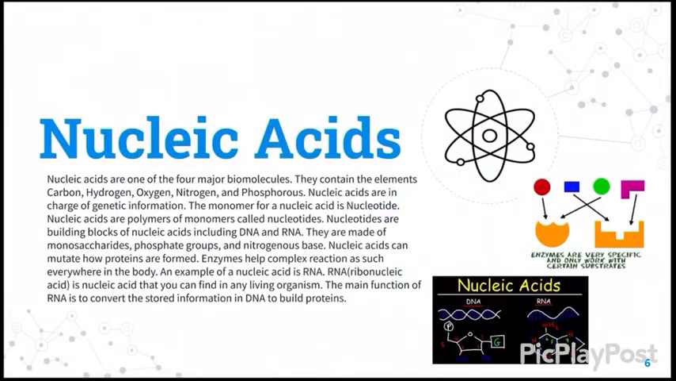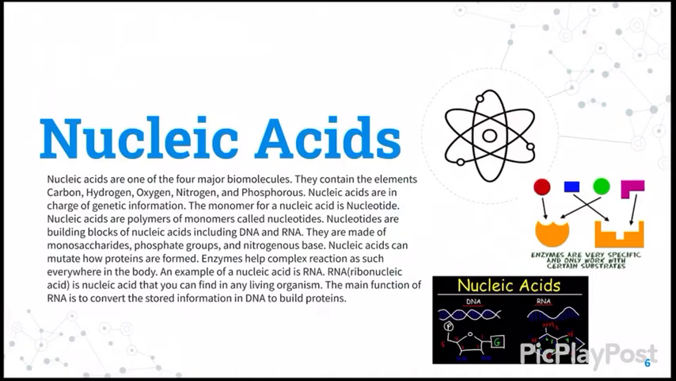Nucleic acids. Nucleic acids are one of the four major biomolecules. They contain the elements carbon, hydrogen, oxygen, nitrogen, and phosphorus. Nucleic acids are in charge of genetic information. The monomer for a nucleic acid is a nucleotide. Nucleic acids are polymers of monomers called nucleotides. Nucleotides are building blocks of nucleic acids, including DNA and RNA. They are made of monosaccharides, phosphate groups, and nitrogenous bases.